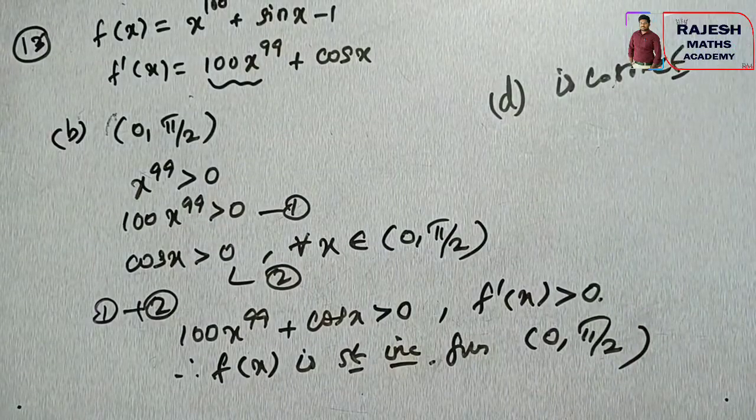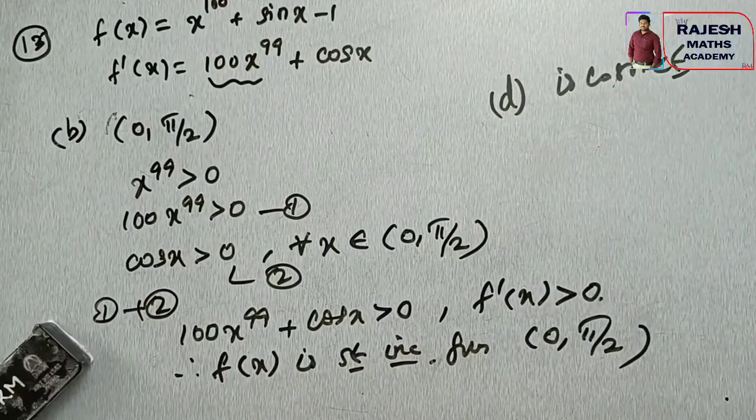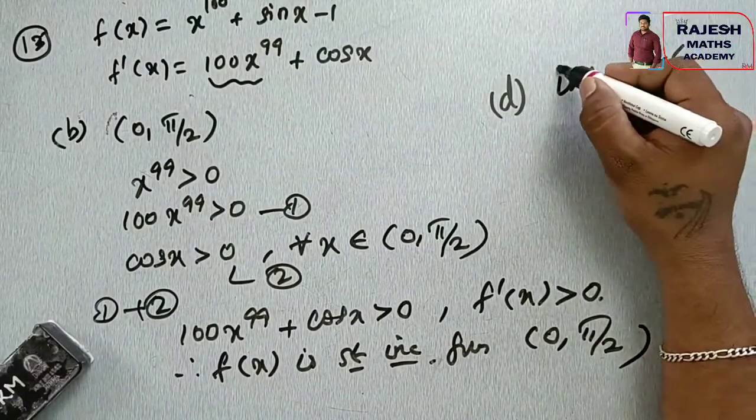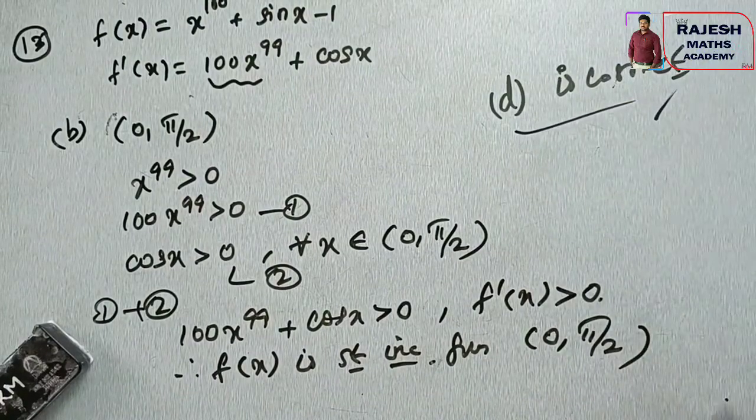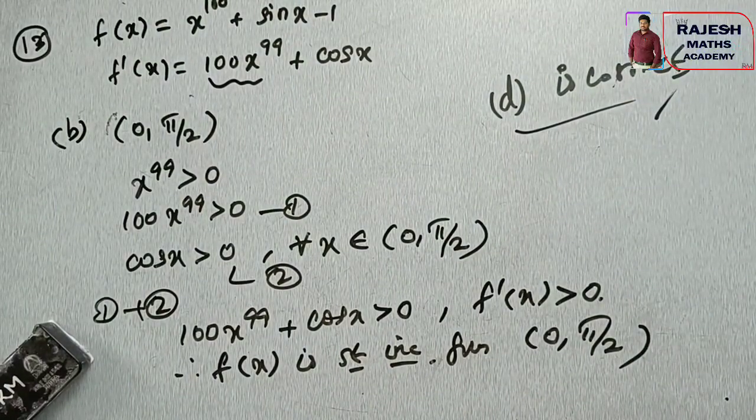What is option D given here? None of these. So option D is none of these, and that is the only correct answer. Clear? Now question number 14.